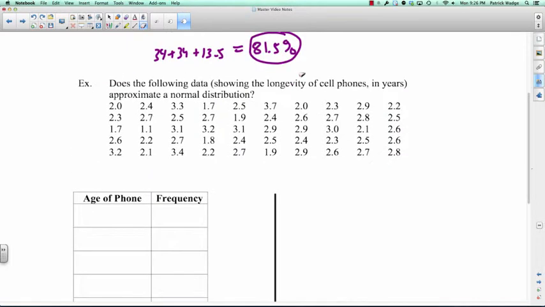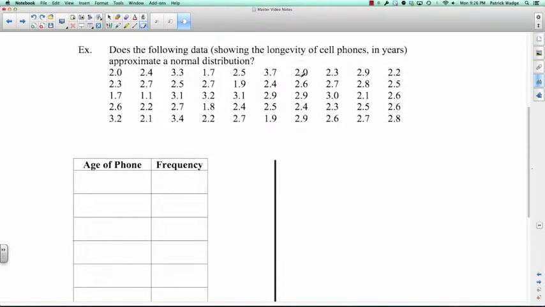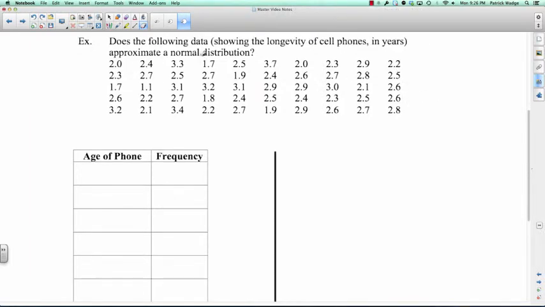The last question is crazy. It's so much work that I'm never going to give you a question like this, and I'm going to make this shorter by skipping some steps. The question asks, does the following data showing the longevity of cell phones in years, so how long cell phones last, approximate a normal distribution?